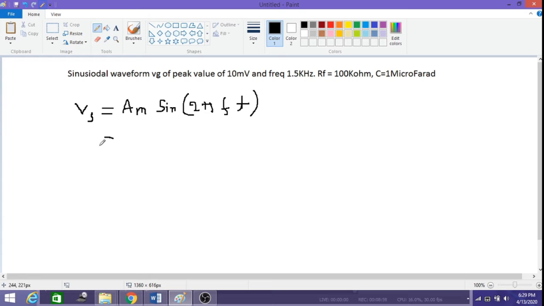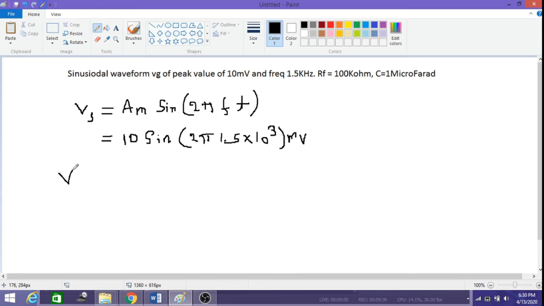Now this is equal to, the peak voltage is 10, sine of 2 pi. Now frequency is given as 1.5 kilohertz, so it is 10 to the power of 3. So input is 10 millivolts, right? Rather than writing here, I'll write at the end, so this is equal to 10 millivolts.